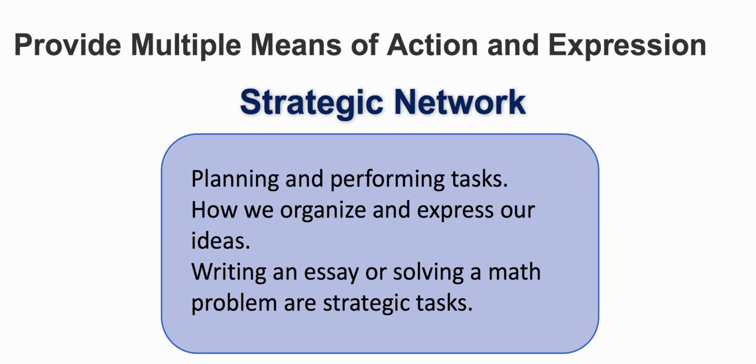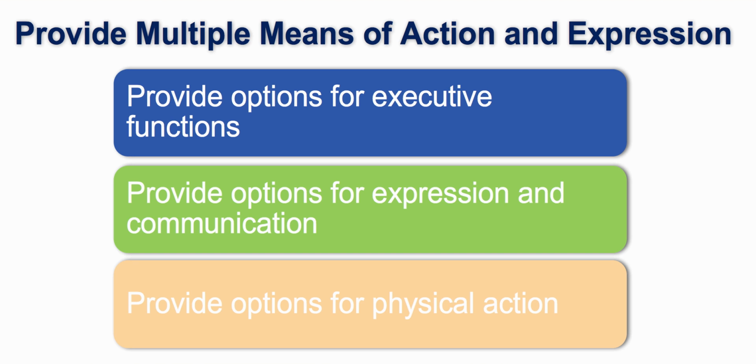The third principle is provide multiple means of action and expression, also known as the strategic network. Here the student is planning and performing tasks. This is how we organize and express our ideas, such as writing an essay or solving a math problem, are strategic tasks. There are three guidelines under the principle of multiple means of action and expression. The first guideline is providing options for executive functions, to provide options for expression and communication, and to provide options for physical action.